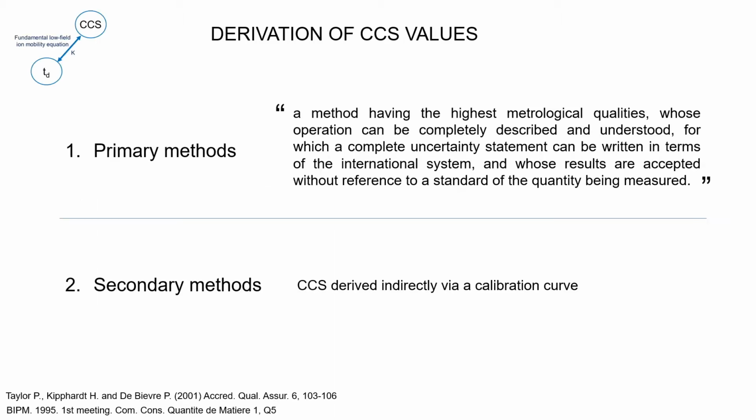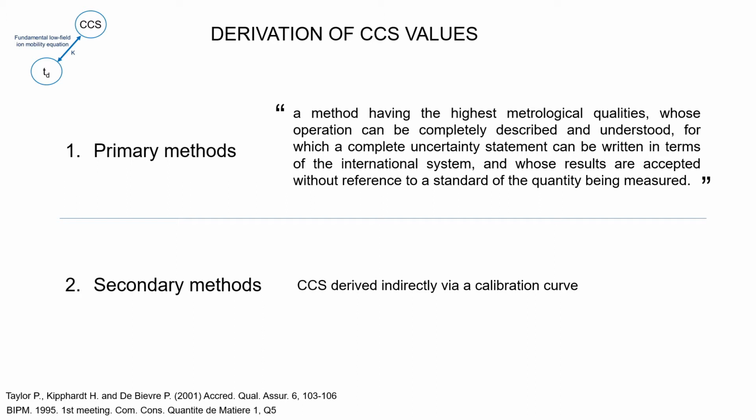How do we obtain CCS values in practice? Essentially, we could distinguish two main approaches. Scientists usually refer to primary and secondary methods. Primary methods measure directly reduced mobilities, K0, via the drift time, and then use the fundamental low-field ion mobility equation to derive the CCS, whereas secondary methods derive CCS values via a calibration curve.